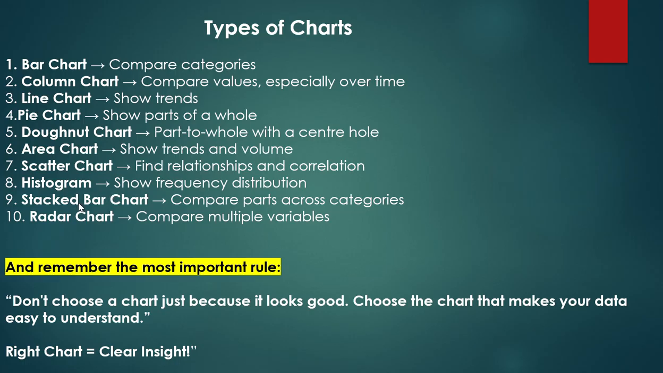Histogram is for frequency distribution. Area chart shows trends with volume, and stacked bar compares across categories, and a radar chart is to compare multiple variables. Right chart means right insight.